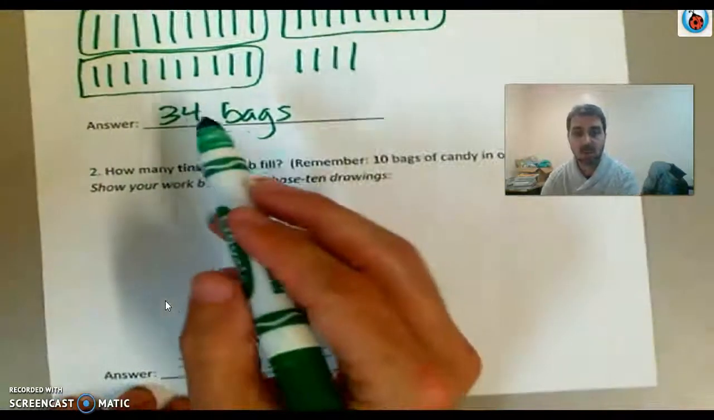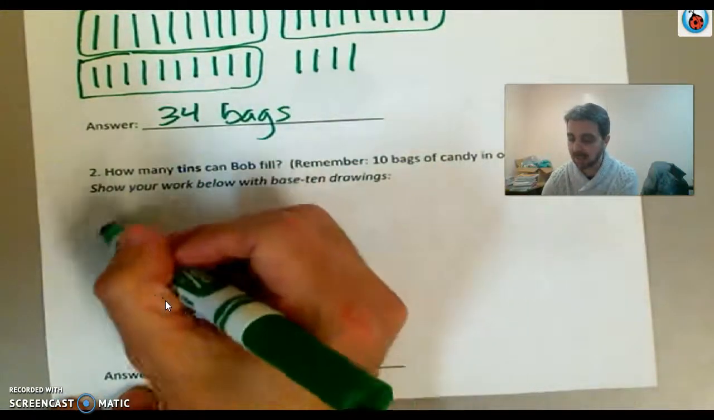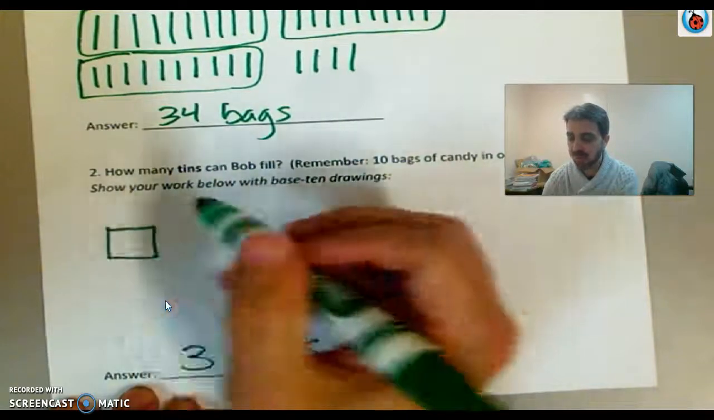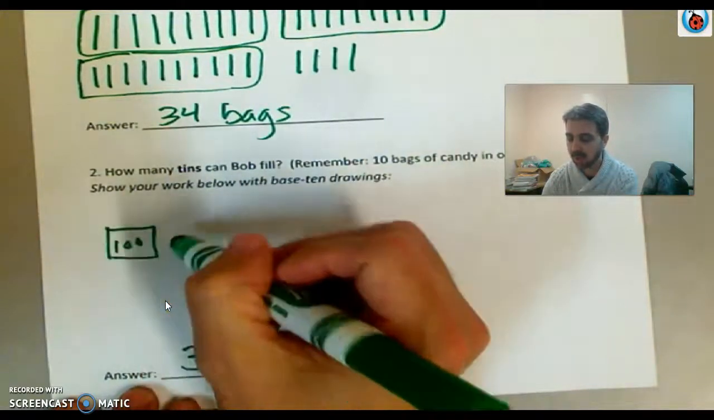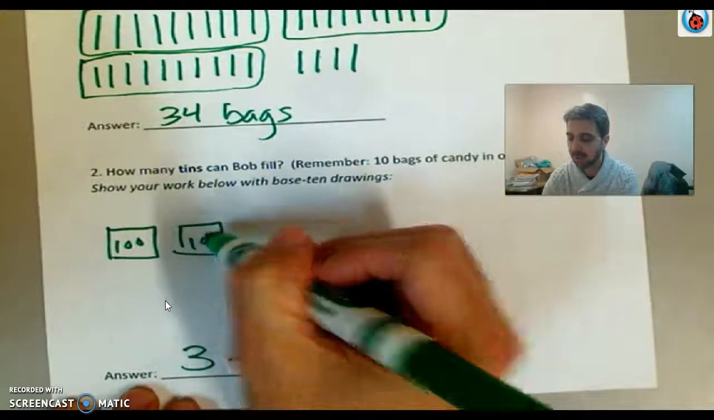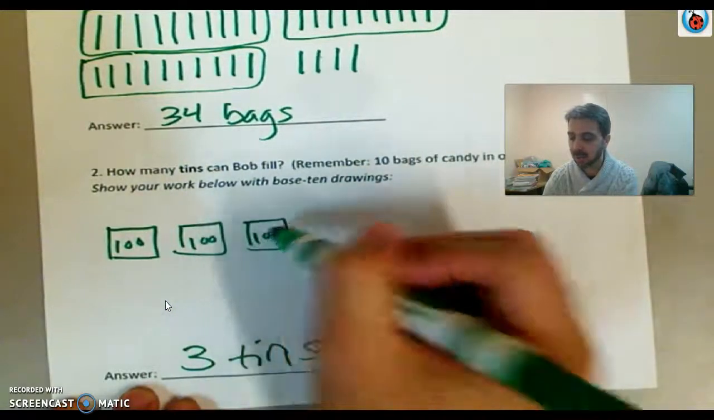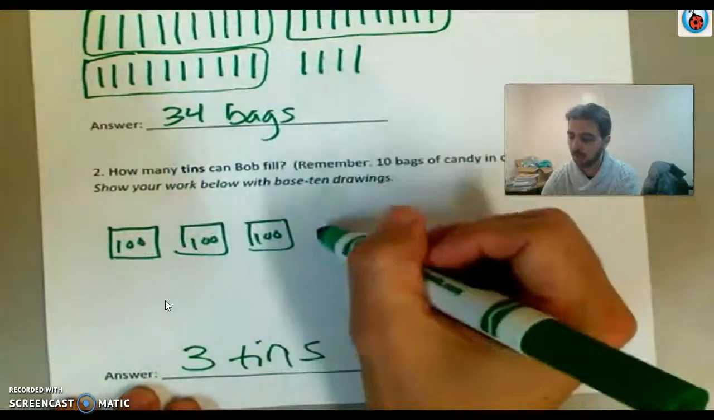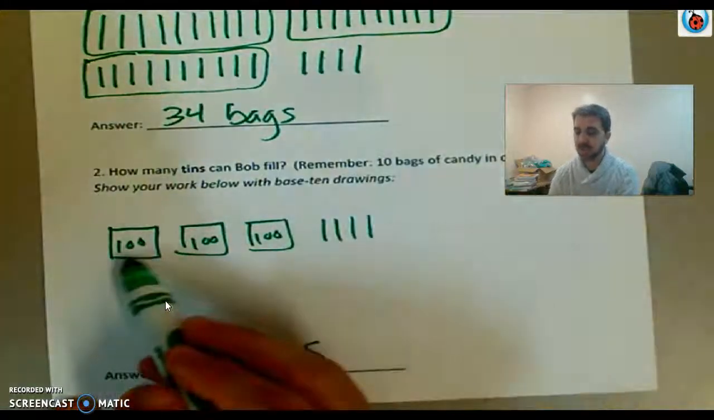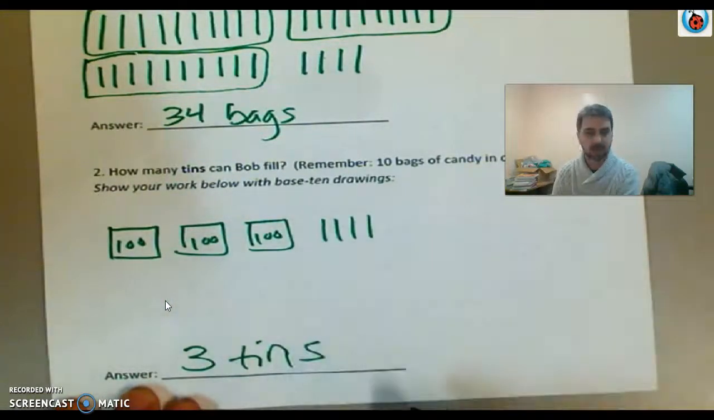By the way, boys and girls, the way you draw that in base 10 is you just draw a square. So that means 100. This is another 100 and another 100. Okay, and then you would have 4 left over. So that tells me 340.